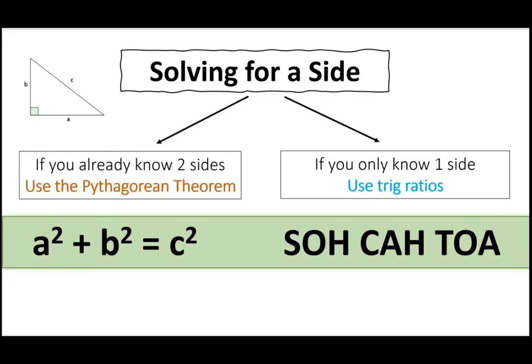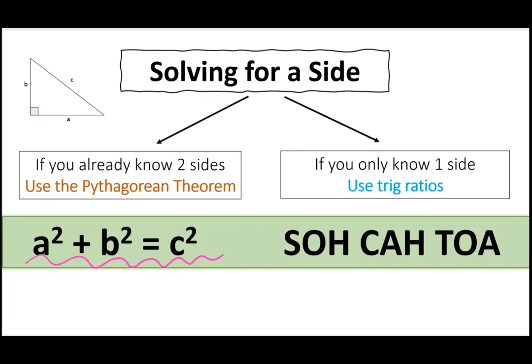Today I will show you how to find the side length of a right triangle. If you already know two sides of the right triangle, then you use the Pythagorean theorem to find the third side, which is a squared plus b squared equals c squared.